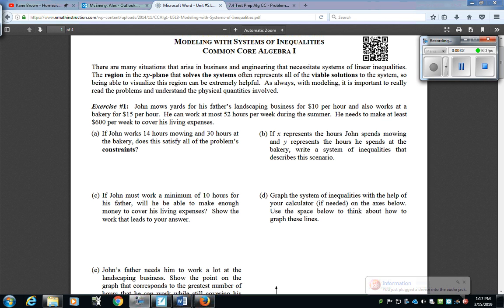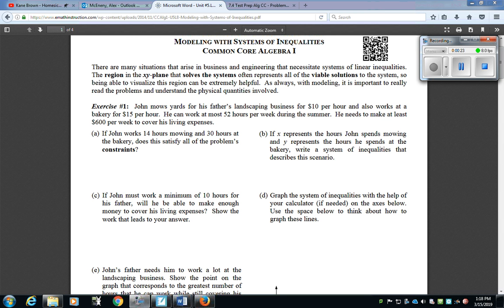So we're going to talk about how to model systems of inequalities. The goal of the system of inequalities is that there's going to be two inequalities, and you want to look for context clues in the question as to what to pair together. So this first exercise talks about John mowing yards for his father and getting paid a specific amount.